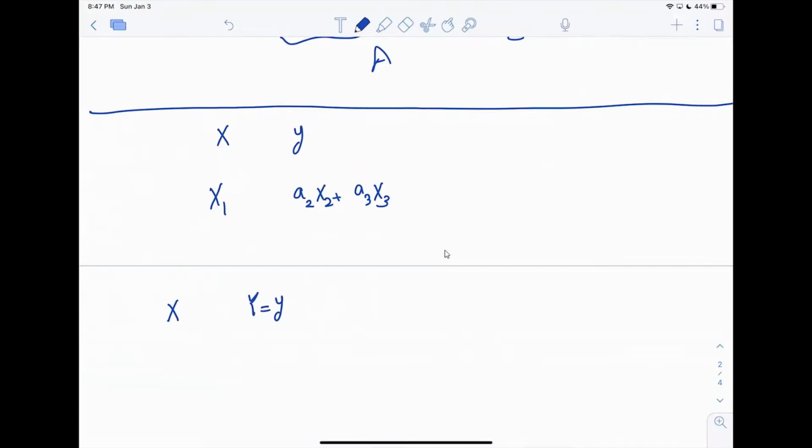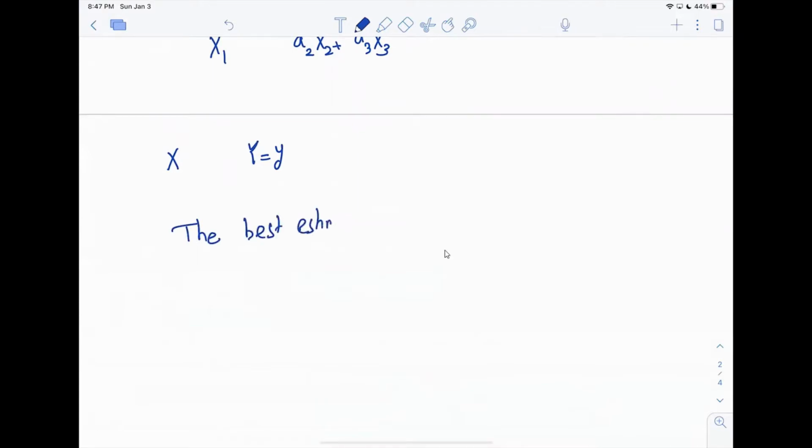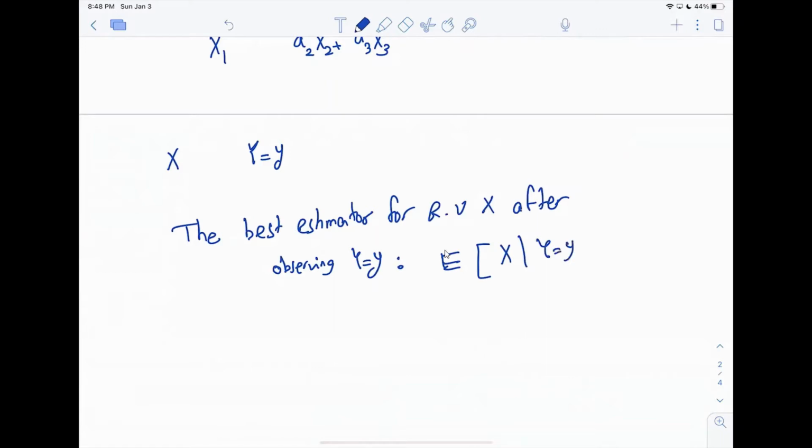Now I have some evidence. I have observed some data, some observation. I want to make some inference. I want to calculate the expected value of x. I want to estimate x, to see what x actually is. It turns out that the best MMSE estimator for a random variable x, after observing y equal to y, is the expected value of x given y equal to y.